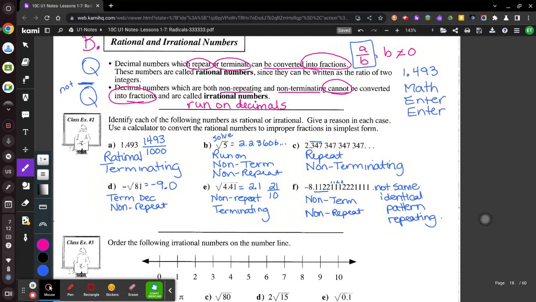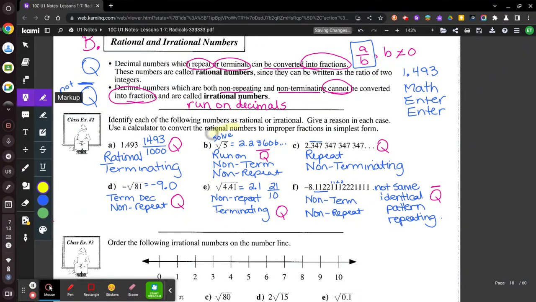So this one we've already discussed is rational because we can put it into a fraction. B is a run-on. If it's a run-on with no pattern, it is irrational. However, C is a repeating decimal, so it's rational. D is a terminating decimal, rational. E can be put into a fraction, rational. However, F does not have the same identical pattern, so it's irrational. So the two that we found as irrational are B and F.